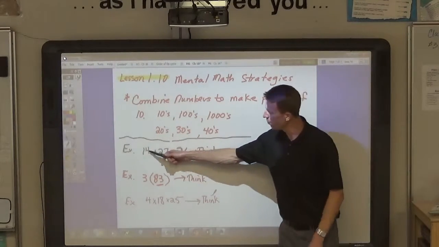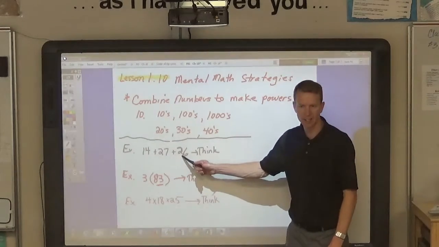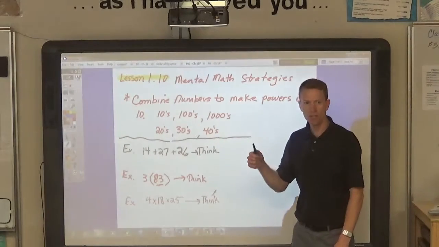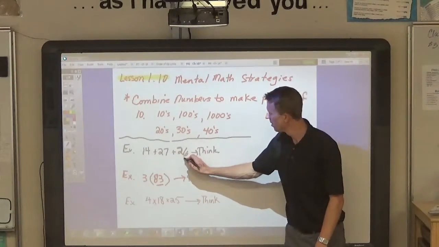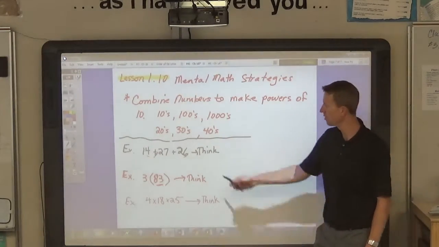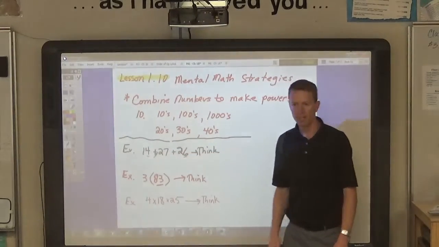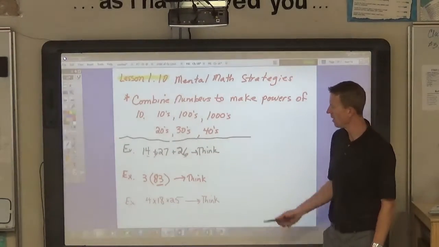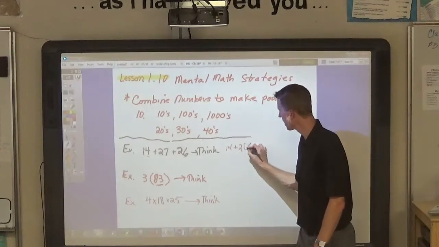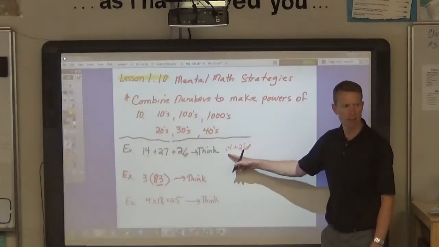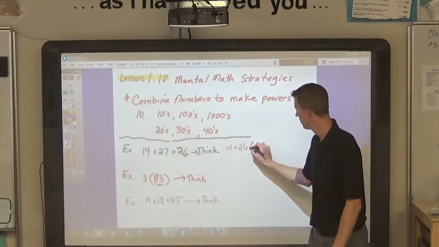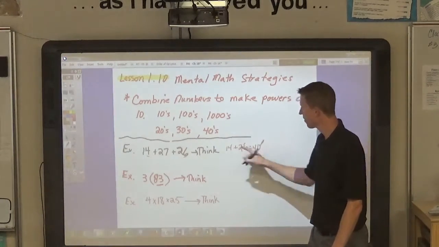You could add these together, 14 plus 27 plus 26. You could add them in this order. Or you could use the commutative property and look at the 6 and the 4. That makes a 10 number. 6 ones and 4 ones make a 10. So you could think, well, 14 plus 26 I can do mentally because that makes a 10. What's 14 plus 26? 40. So that equals 40, and then add the third number.